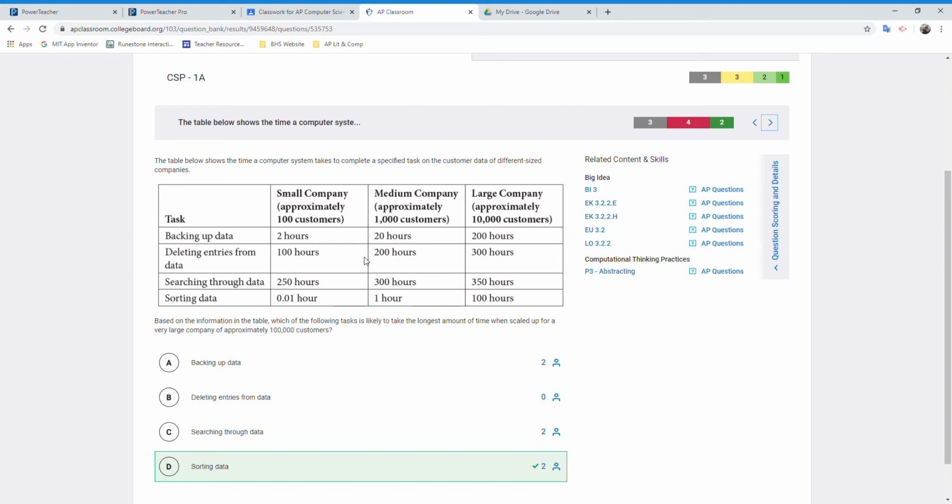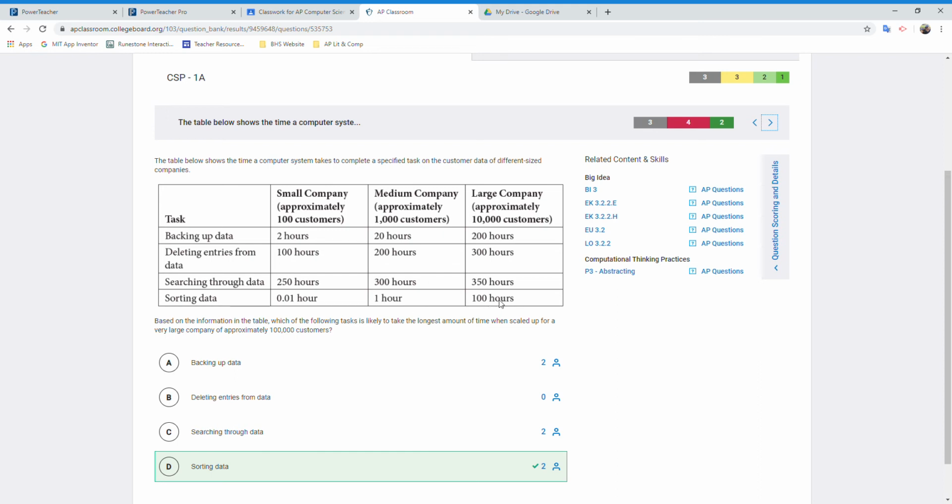So deleting entries becomes more efficient. Searching through the data isn't a significant change. It goes up 50 hours every time you add a 0. So we can assume that over here we're going to be 400. Over here we're going to be 2,000 for the backup. We go from an hour to 100 hours.